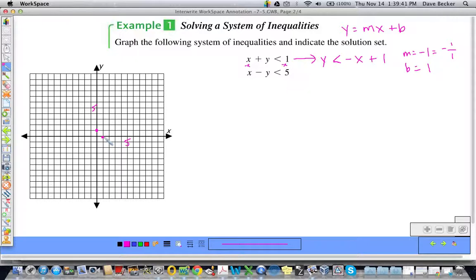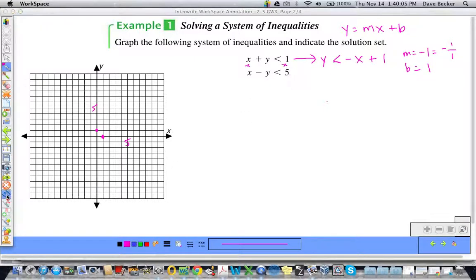Now we're going to draw a line through those 2 points, but remember we have to determine whether that line is solid or if it is dashed. In this case, it's dashed because it's just less than. It's not less than or equal to. If it were less than or equal to, which I just put in there, then we would use a solid line. But this one is not, so we're going to have a dashed line.